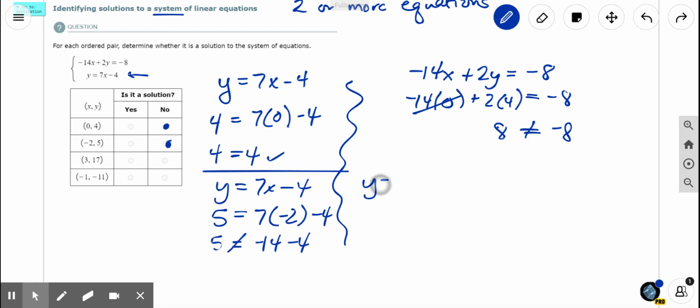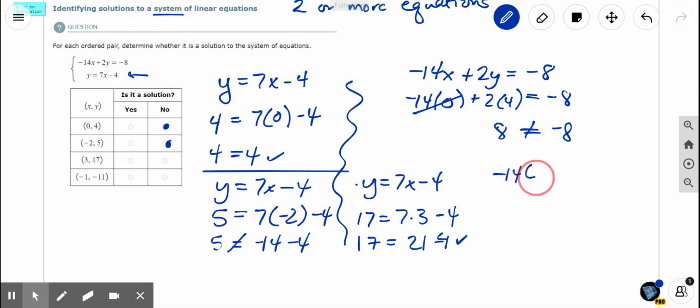You know what? Whatever. It takes me longer to try to erase it than it does to just plug it in. All right, so let's plug in. 17 is equal to 7 times 3 minus 4. And you can see 17 is equal to 21 minus 4, and that is true. Good. So now we need to check it in the second equation. Is it true for the second equation? Negative 14 times 3 plus 2 times 17, is that equal to negative 8? Let's check it.